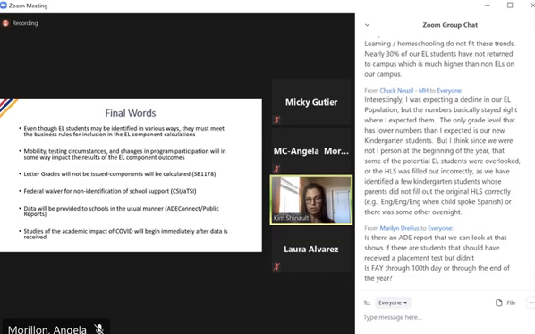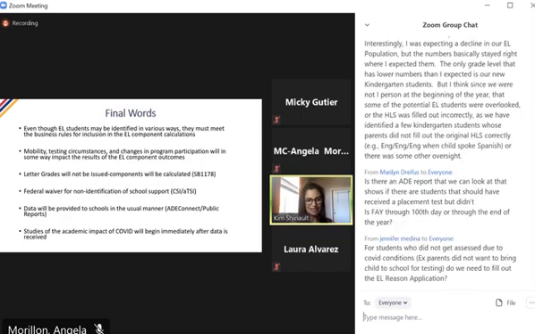Letter grades will not be issued, but components are going to be calculated as usual. And this is part of that Senate Bill 1178, if you want to follow up and read more about that. It was signed by the governor. In addition to this, we have a federal waiver for non-identification of school support. And what that means is that we are not going to be identifying schools as CSI, TSI, or ATSI this year, but we will be calculating those federal components every year. And we will be calculating them this year as well.